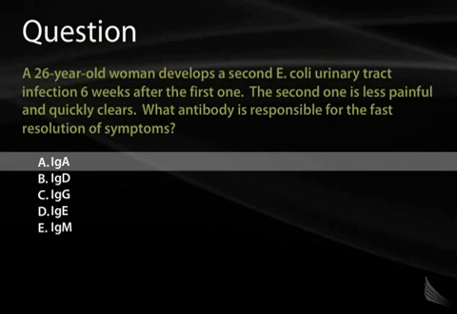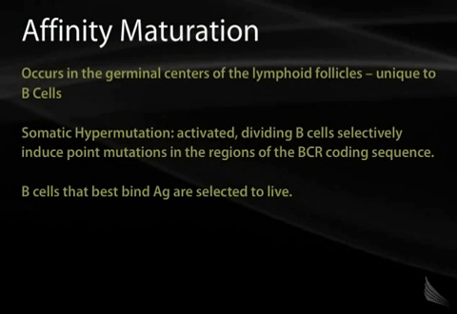Here we have a urinary tract infection. Second one is less painful. We have a memory response. Which antibody is responsible? This is a mucosal infection. So the likely secondary antibody that's going to be involved is IgA. Don't get fooled by the secondary response there and automatically associate it with an IgG. Look at what's going on. This is a mucosal type of infection. The best antibody is going to be an IgA as far as resolution of symptoms.